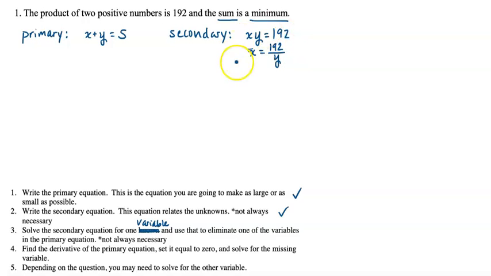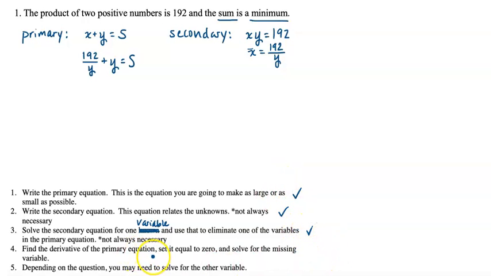So we're going to use this to eliminate one of the variables in the primary equation. All I'm doing is plugging in 192 over y in for x. So let's do that substitution and we get 192 over y plus y is equal to S. All right, we've successfully eliminated one of the variables in the primary equation.